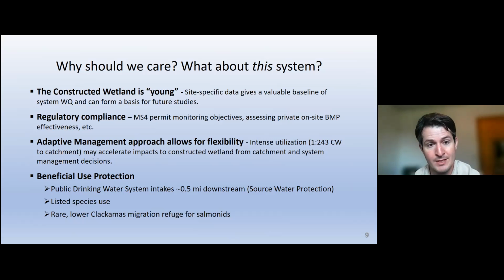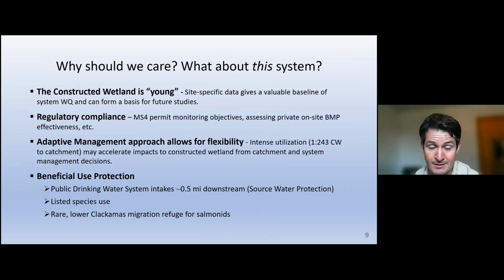And then another reason is adaptive management. This constructed wetland is small relative to the catchment. For every 1 acre of constructed wetland project area, there's about 243 acres of catchment. So anything going on in the catchment is going to impact this wetland intensely and quickly. So keeping an eye on how it works, and if it's working, and how well it's working, is an opportunity to change how we manage or maintain the wetland if we start seeing things we don't want to see from a management perspective. And last are beneficial use protections.